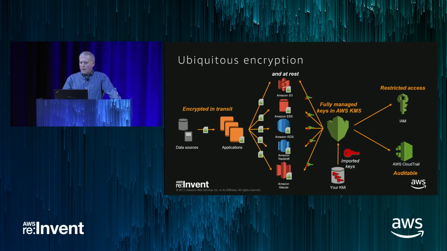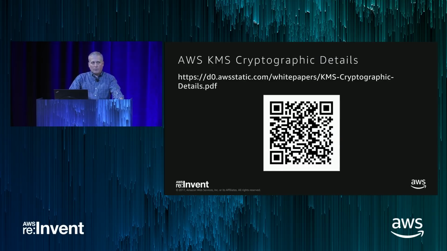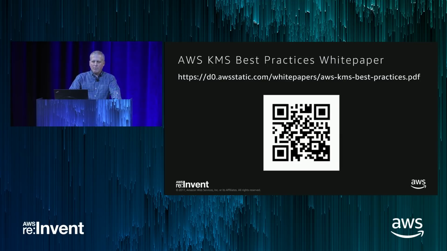Okay. I don't know if this is going to be useful for folks. This might be useful once you get a copy of the slides, but I thought I would at least talk about some resources. The KMS Cryptographic Details white paper is pushing about 40 pages. It's something that IT security teams tend to like, especially if they have somebody in there who understands crypto, because it goes pretty deep. The best practices white paper is perhaps more interesting to your ops team.